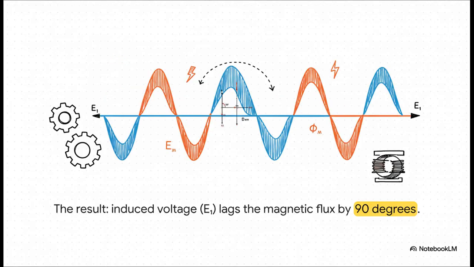And this diagram shows that result perfectly. See, a cosine wave is really just a sine wave that's been shifted over by 90 degrees. What that means is the voltage that gets created, E1, is always lagging behind the magnetic flux that created it in the first place. They are constantly out of sync, and that 90-degree phase shift is a fundamental property of how all transformers work. Pretty cool, right?